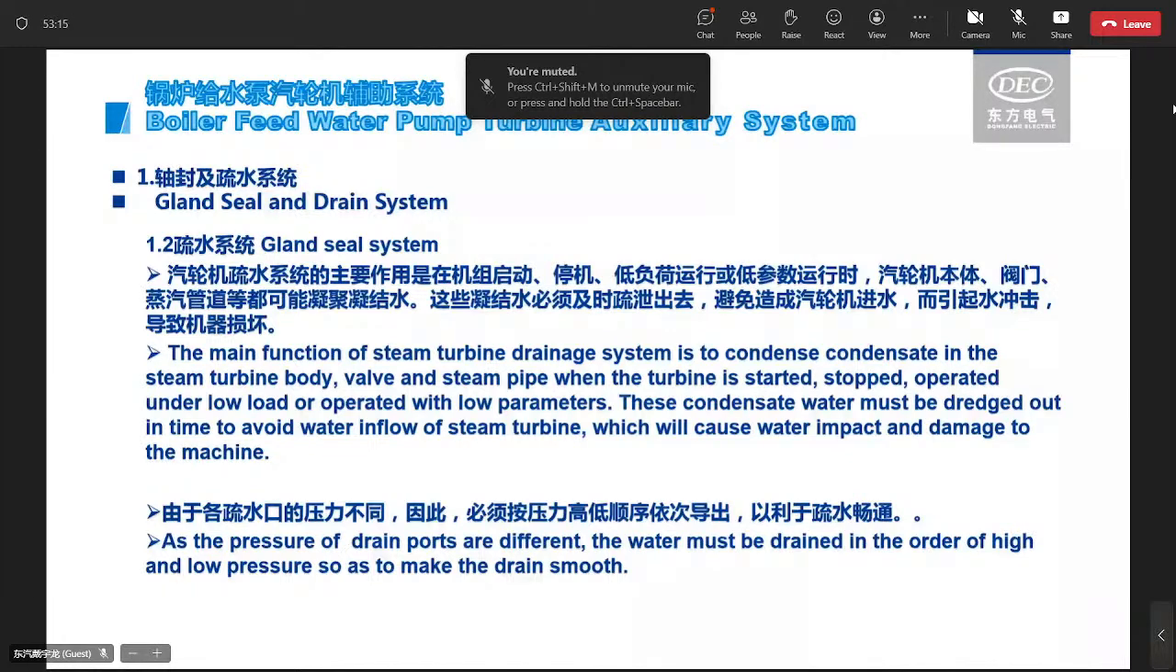Because the pressure of the drain ports is different, the water must be drained out in order of high and low pressure so as to make the drain smooth.